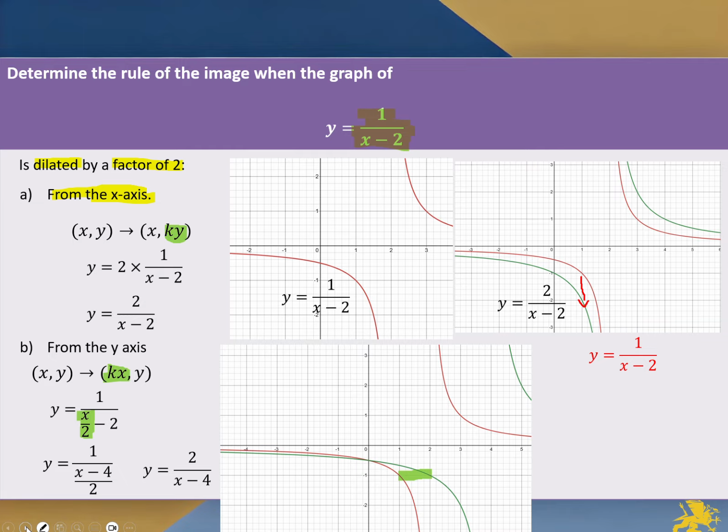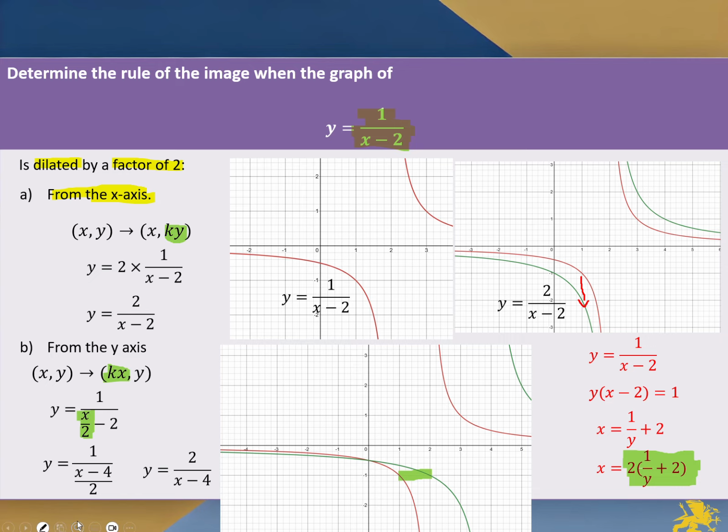Now, the first thing I'm going to do is, because we're talking about the change of our x value, let's just get x by itself. So I will times both sides by x minus 2. I will divide by y and plus 2. Now I've got x by itself. So if the x value needs to have a factor of 2, this is what x is worth. This is the new x.